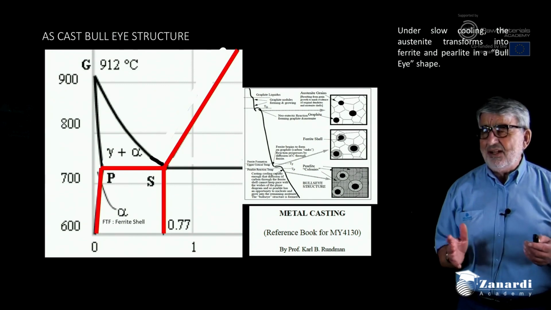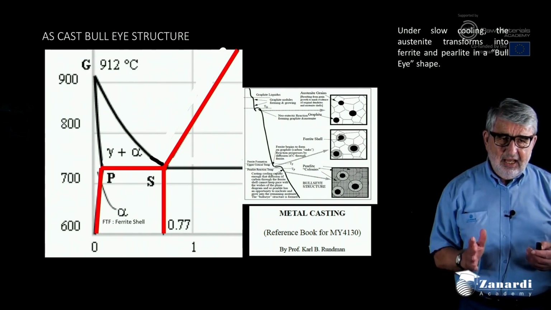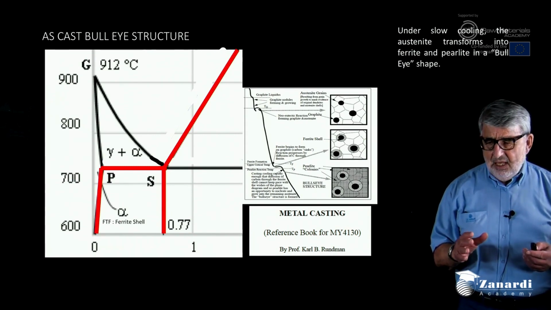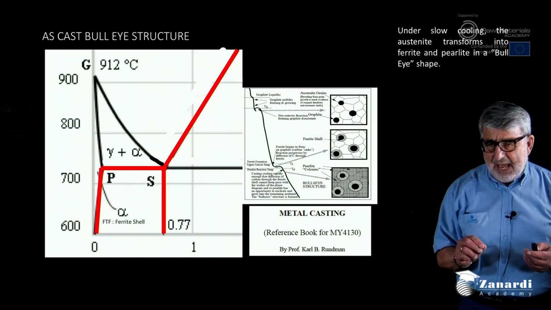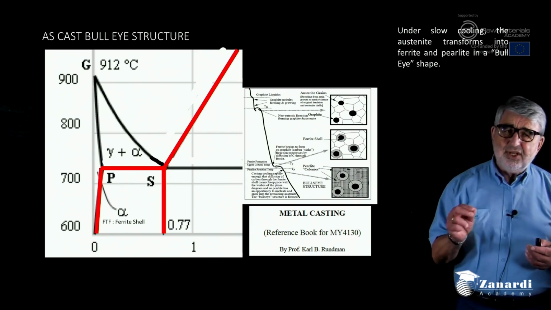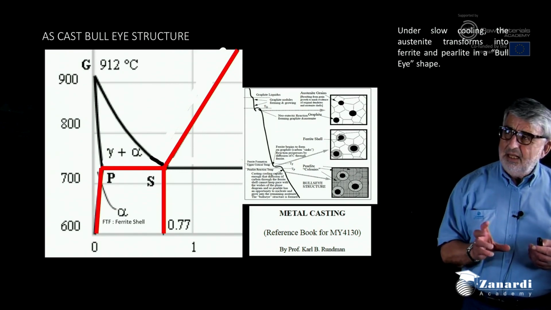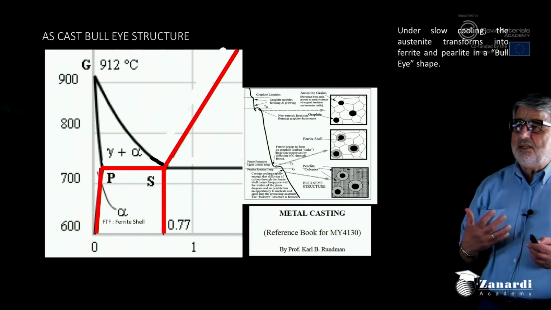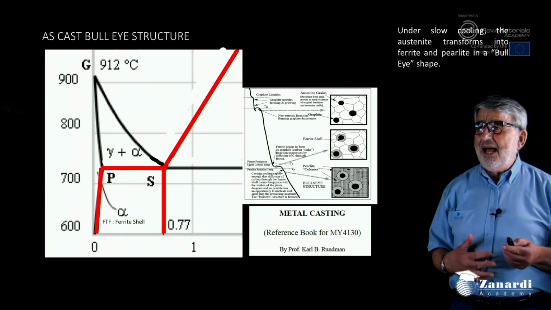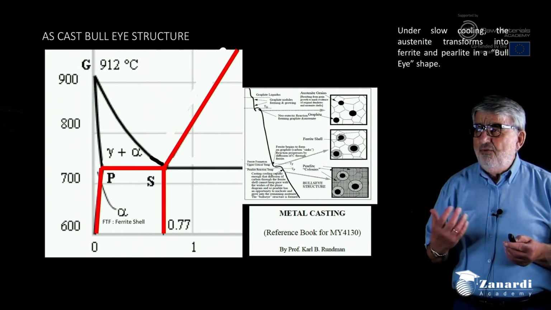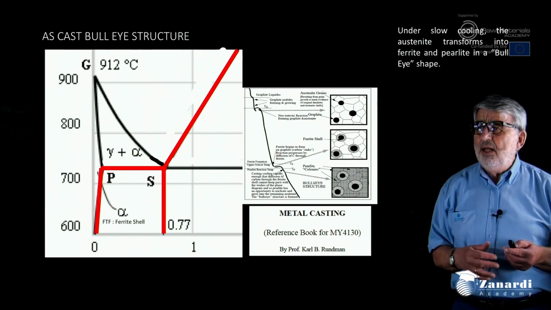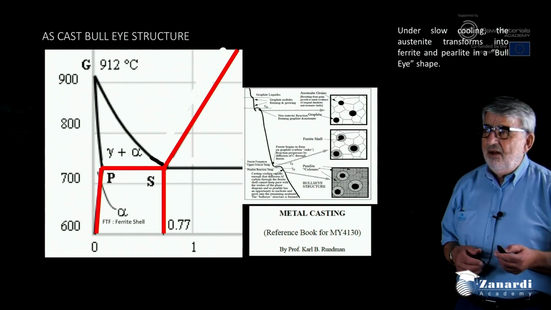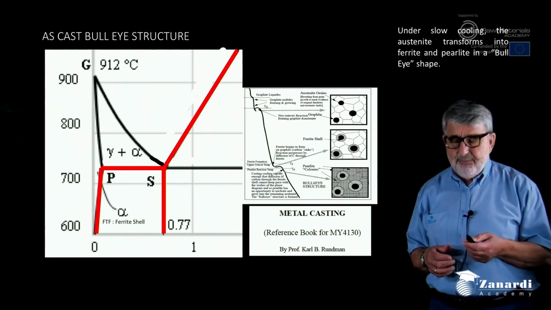Perlite is not a different structure. Perlite is a very thin structure made by ferrite and cementite, ferrite and carbide, in a very fine structure. So this is what we typically get in the cast condition. That is the ferritic perlitic, the so-called bull's-eye structure, where we have this ferrite shell surrounded by perlite.